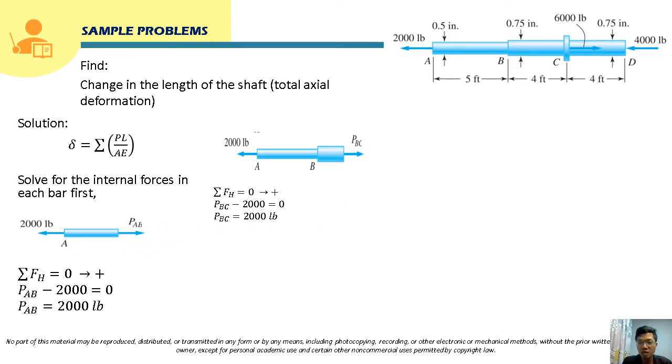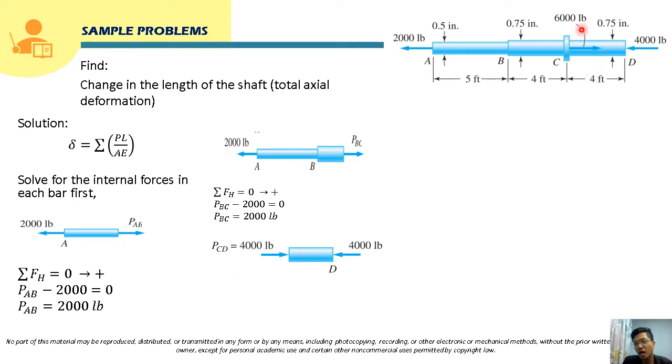If we sum up the elongation later on, also for BC, this will also be tensile, right? So this will be positive. Okay, lastly, for the segment CD, we are going to solve its internal normal force.